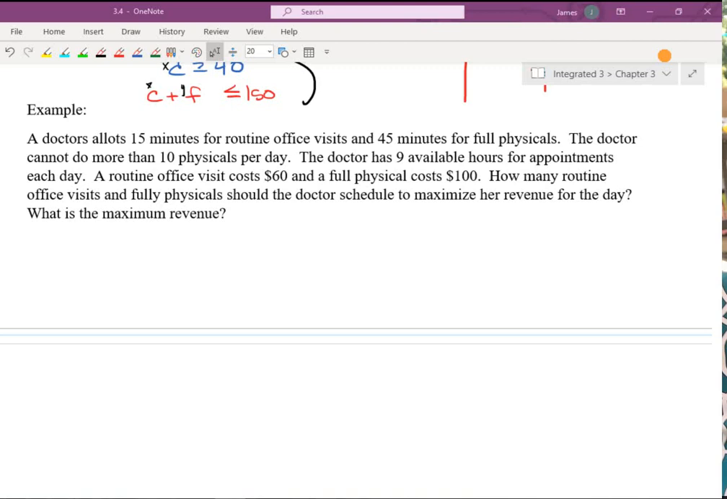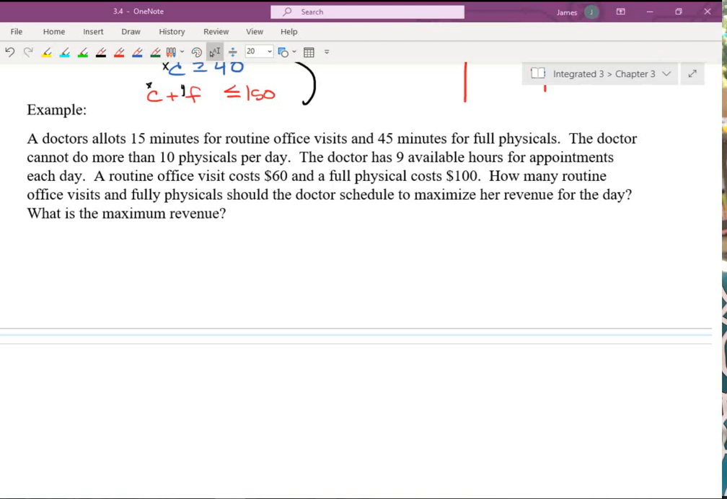Okay. So a doctor allots 15 minutes for routine office visits, and 45 minutes for full physicals. So the doctor cannot do more than 10 physicals per day. The doctor has 9 available hours for appointments each day. A routine office visit costs $60, and a full physical costs $100. How many routine office visits and full physicals should the doctor schedule to maximize her revenue for the day?